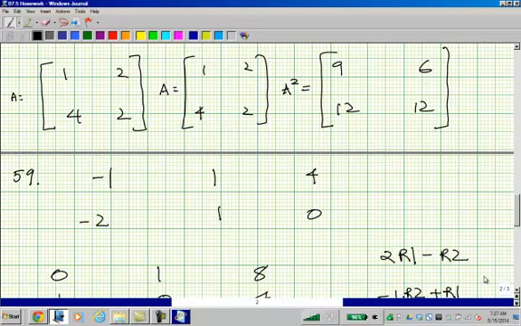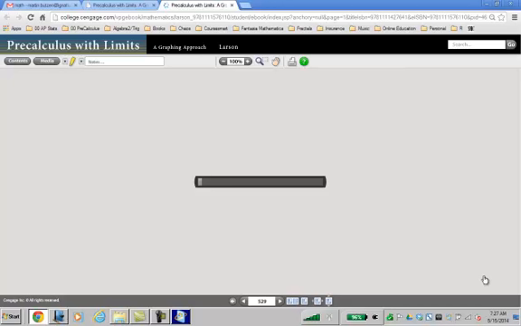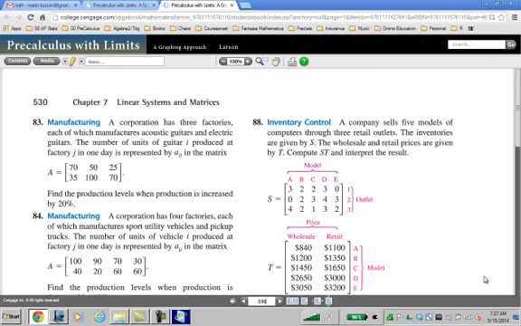Okay, now 59. Let's see what 59 is all about. I think it's on the next page. No, it was on the previous page.